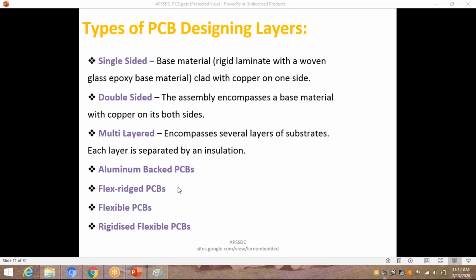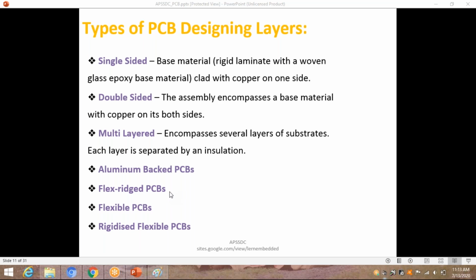Guys, there will be an aluminum layer on the back side of PCBs. Generally, aluminum-backed PCBs are used for high power applications. Is it clear, guys? Whenever we need high power applications like motherboards and very complex circuits, then we need aluminum-backed PCBs. Next, flex rigid PCBs.